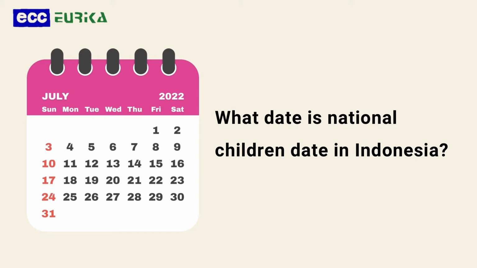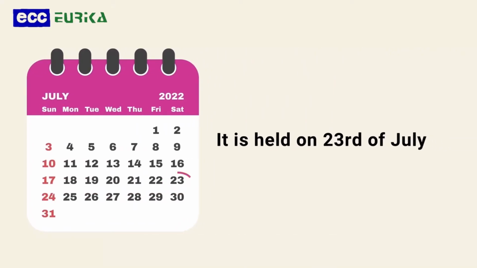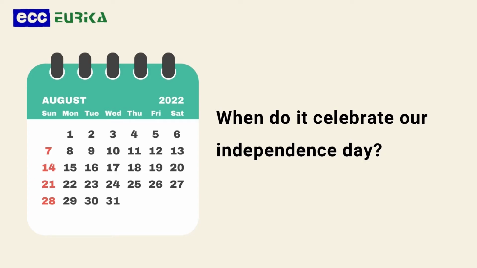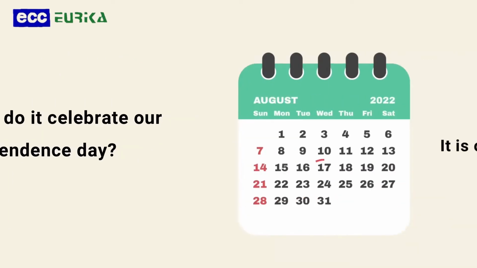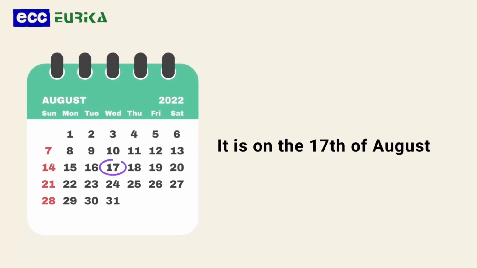So you see the picture of the calendar on the left side. If I ask you, what date is National Children's Day in Indonesia? The answer will be, it's held on the 23rd of July. Alright, let's see the other calendar. It's August now. And my question is, when do we celebrate our Independence Day? The answer will be, it's 17th of August.